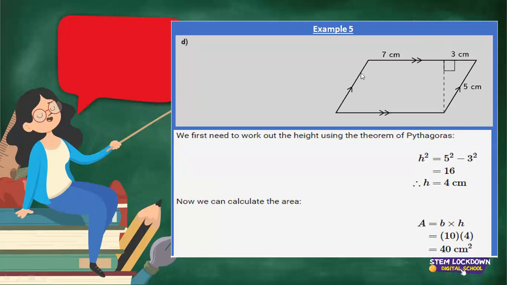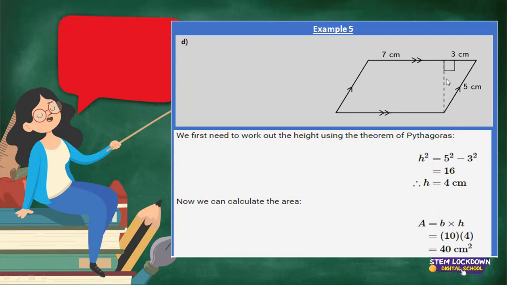Now, this is another parallelogram. Now, to find the area, we say the area is what? The base times the perpendicular height. So in this case, our height is still not given. We don't have the height. To get our height, what do you do? You need to use Pythagoras. That is 3, that is 5.